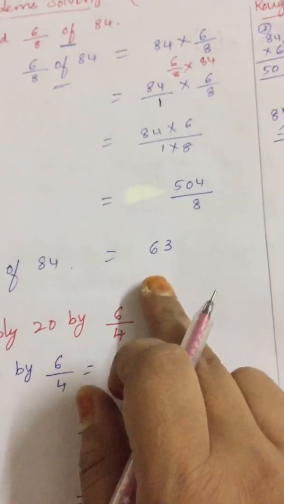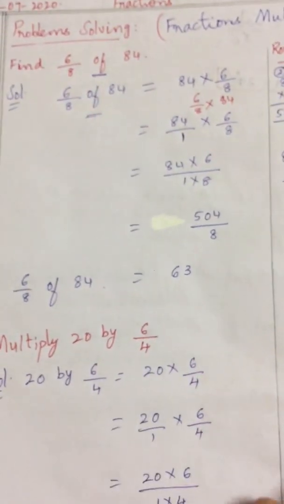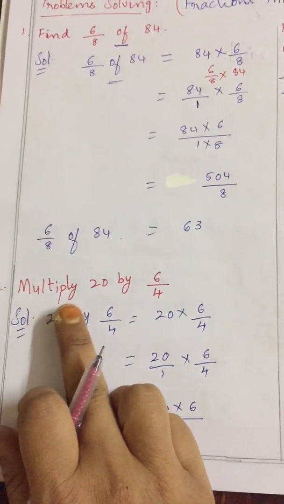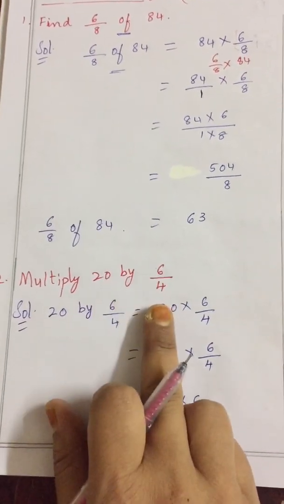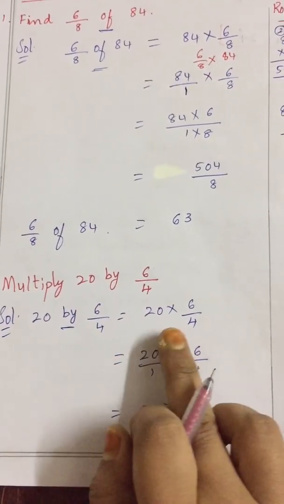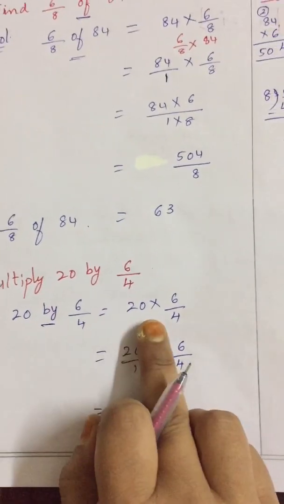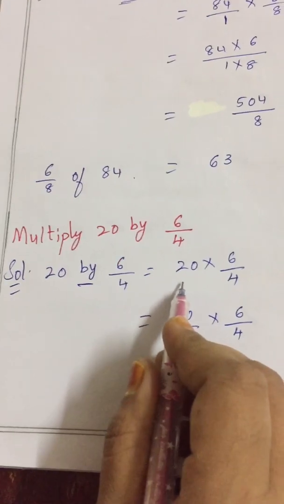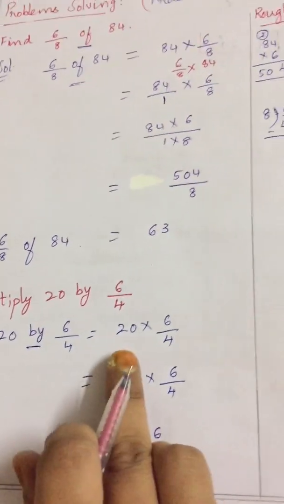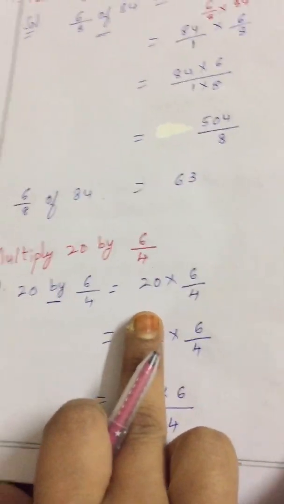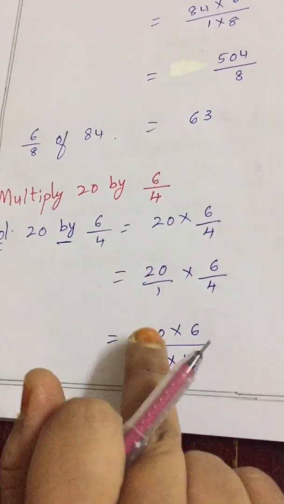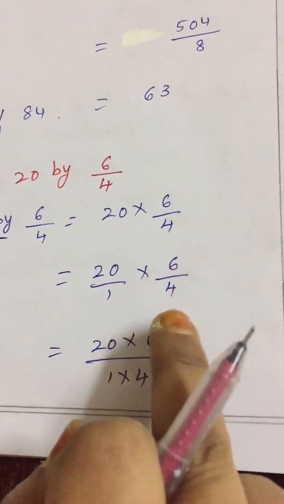Am I clear, children? Now let's see one more problem based on the same concept. Second question. Multiply 20 by 6 by 4. Here "by" also means multiplication only. 20 into 6 by 4. Again, 20 is not a fraction, it's a whole number. But we can write it as a fraction, as I told you in the previous problem, only 1 in the denominator. 20 by 1 into 6 by 4.